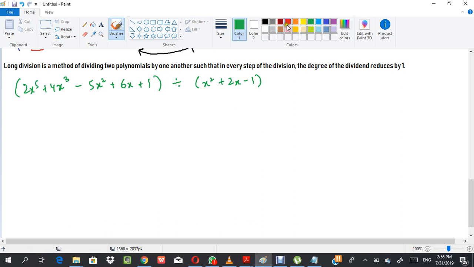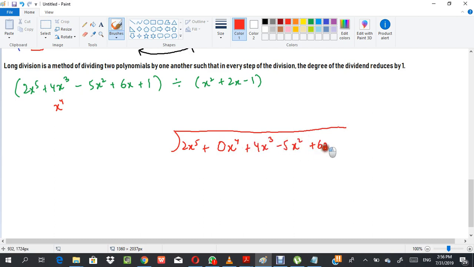Now the first thing that you notice here is that in this polynomial, which is our dividend, we don't have any term in x to the power of 4. There's no x to the power of 4 here. If we have any missing term, then when we make our long division sum, we have to indicate that missing term. How? In this way. And the remaining part will obviously be written in the same way. And now we have x squared, add 2x, take away 1.